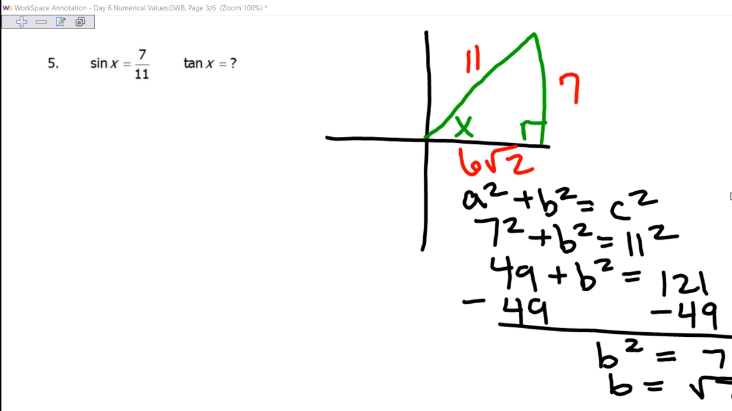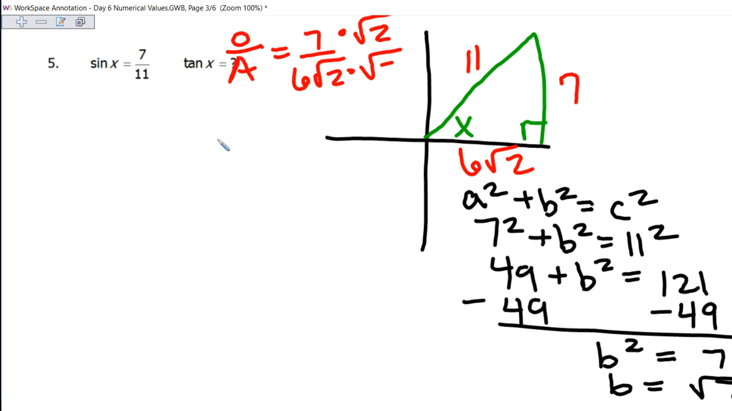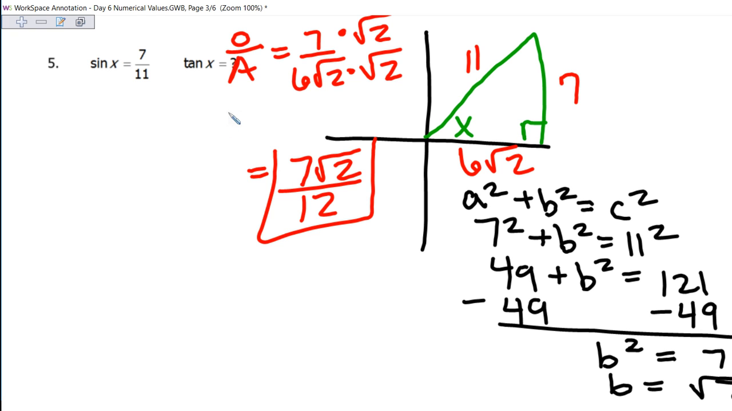And here, what were they asking us for? And I know that tangent would be opposite over adjacent. The opposite side is 7. The adjacent side is 6 square root of 2. Can I leave my answer like that? Rationalize: multiply both the numerator and denominator by square root of 2. So our answer will be 7 square root of 2, and 6 times 2 is 12. So 7 square root of 2 over 12.